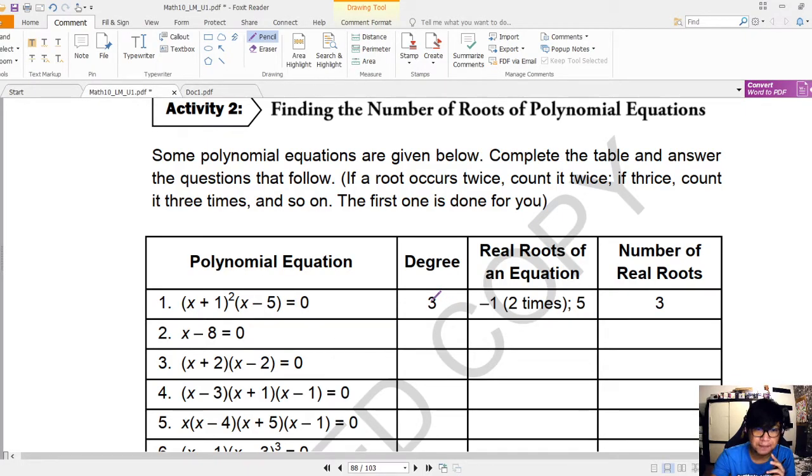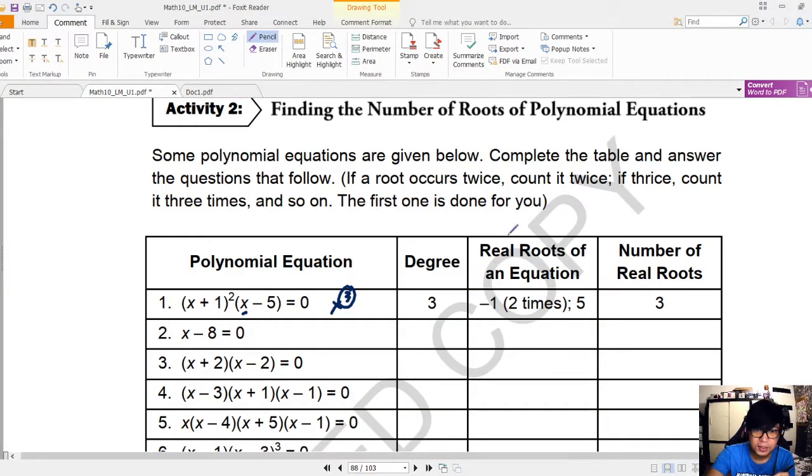So, bakit 3? When we say degree, ito yung highest exponent, di ba, ng isang polynomial expression. So, this one, degree niya is 3 because if we're going to multiply, if hindi siya naka-factored form, ang magiging first term is x cubed. Tama? Kasi dalawa man itong x dito. So, x plus 1, x plus 1. If we're going to multiply x times x, x squared. Tapos may isa pang x dito. So, that's x cubed. So, the degree refers to the highest exponent. So, the degree is 3.